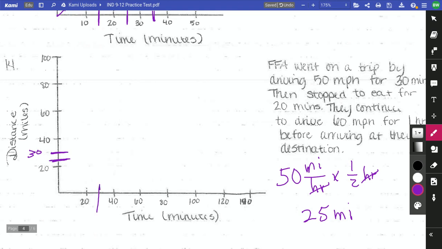So the 30 minutes is the time. We could write 30 like that. So 30 minutes, she went 25 miles, so it's right there. Okay? And she went at a steady speed to get there, so it's a steady slope.